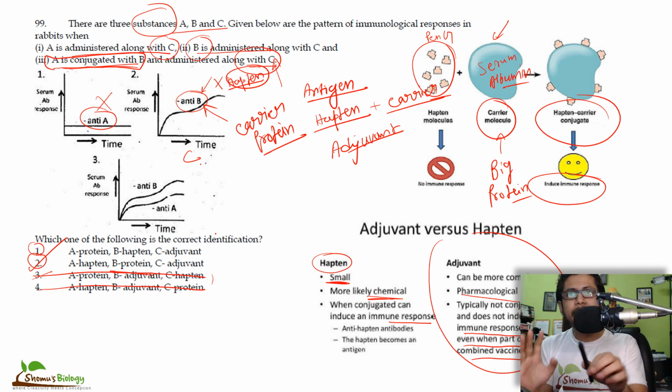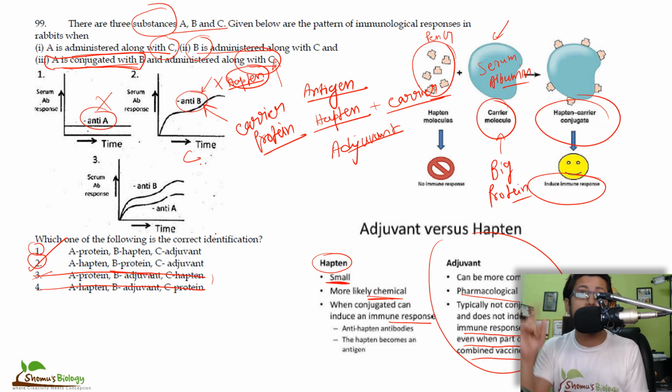So now, if you know about this hapten carrier conjugate, and if you know about adjuvant, you can answer this question. This is quite easier compared to the last one, because this is a direct flat question, although it requires you to understand the graphs, but still manageable.